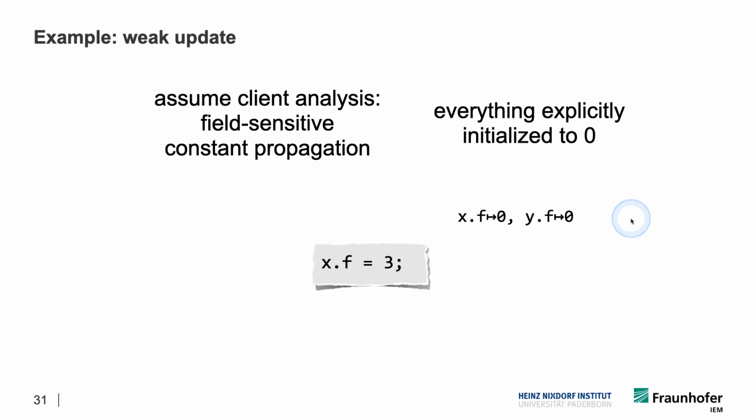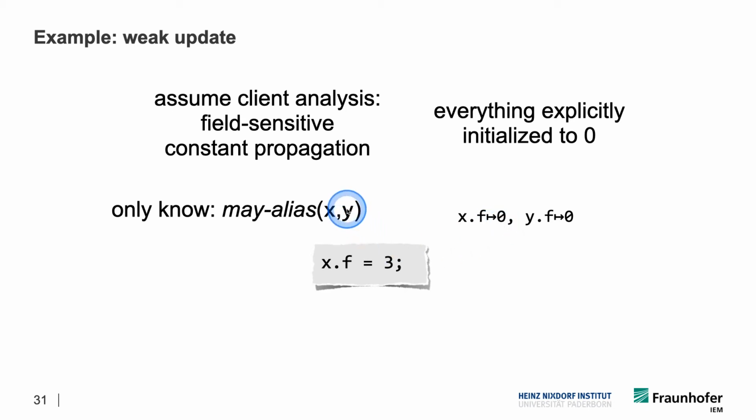Okay, and now assume that we only know the following. By our off-the-shelf may alias analysis, we know that X and Y may alias before this statement. Okay, so what does this tell us? So we definitely know that we are updating the field F of the object pointed to by X. Okay, so after the assignment, the mapping x.f to 0 definitely has to be updated to x.f points to 3, right?